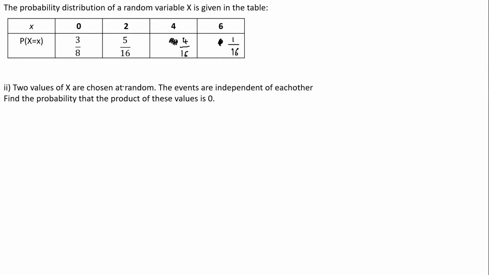So two values of x are chosen at random. The events are independent of each other. That just means that they're not going to rely on each other. Find the probability that the product of these values is 0.